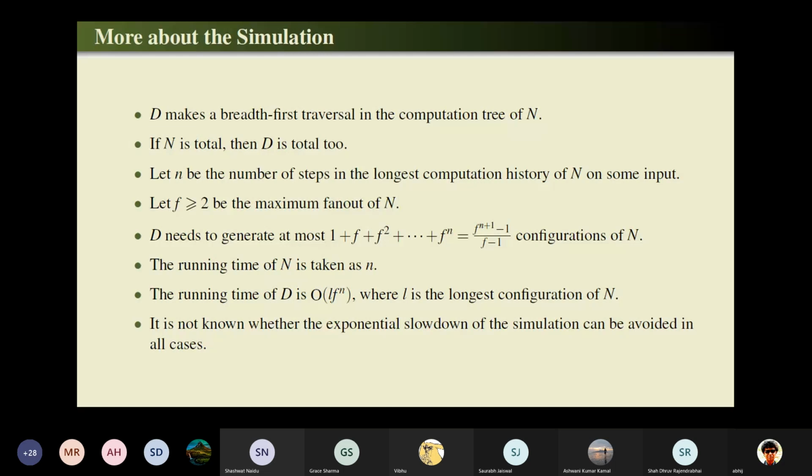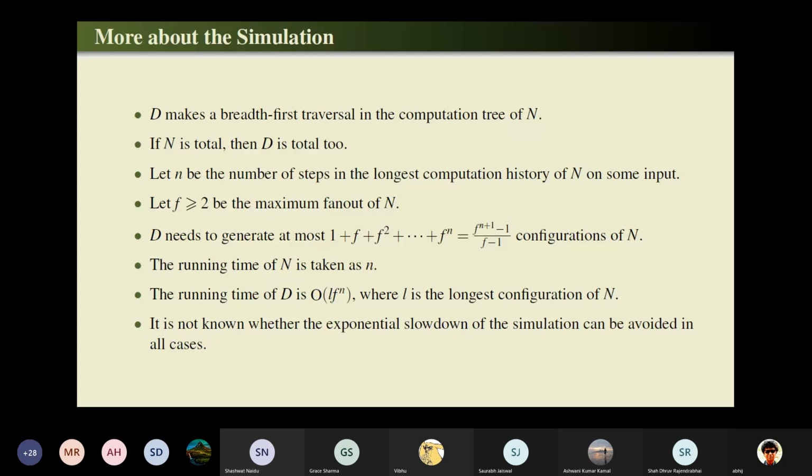And running time will be big O of f power n times L, because the change of configuration actually requires locating that state in that configuration and doing some local changes, right? So it's something like L times f power n.